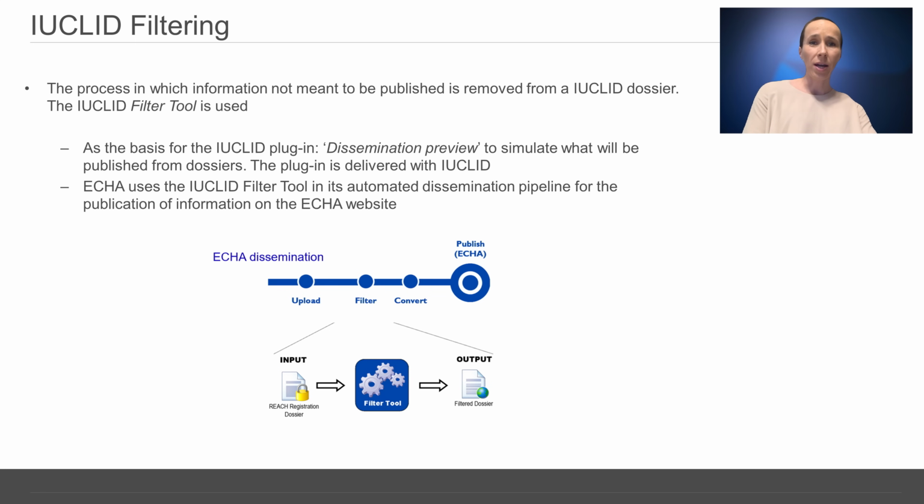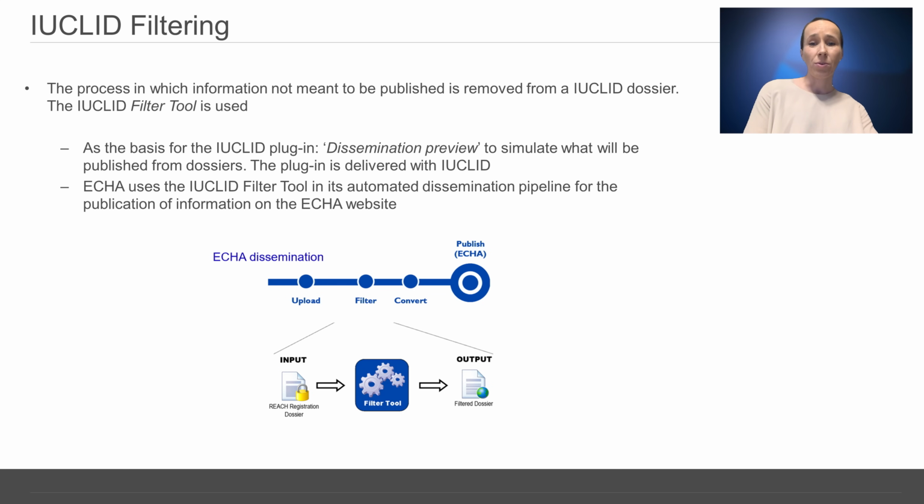I will start by explaining the Euclid filtering process. Filtering is the process in which information that is not meant to be published is removed from the Euclid dossiers. Currently, the filtering process is available for REACH registration dossiers and working contexts relevant to plant protection products in the EU.